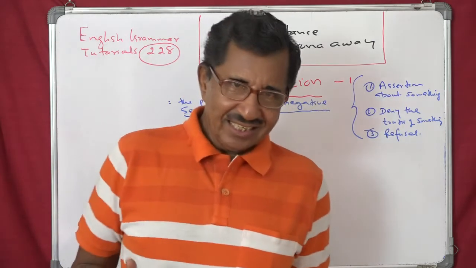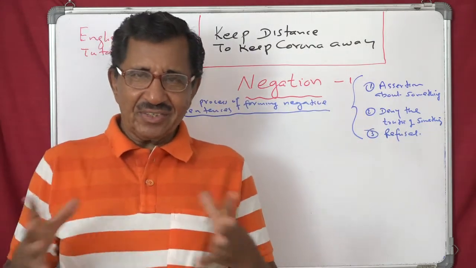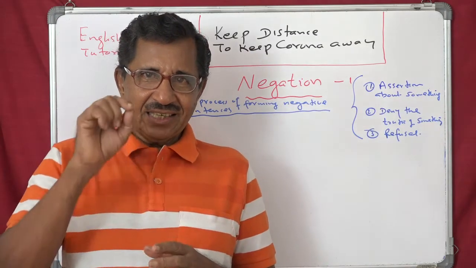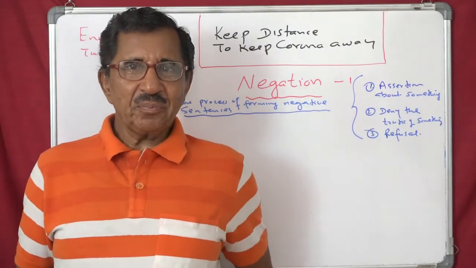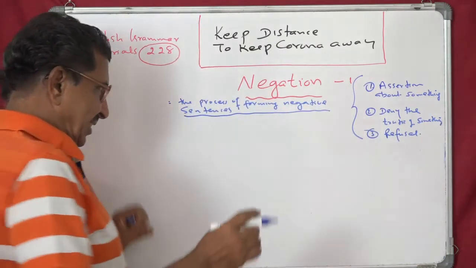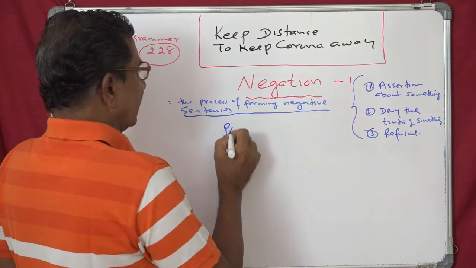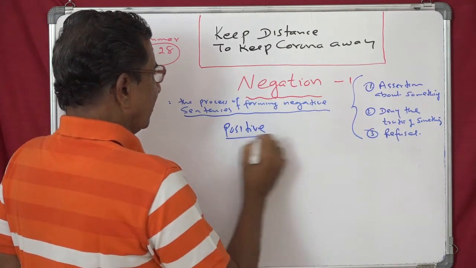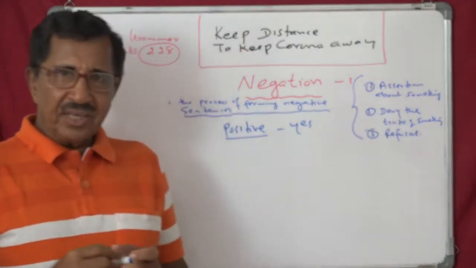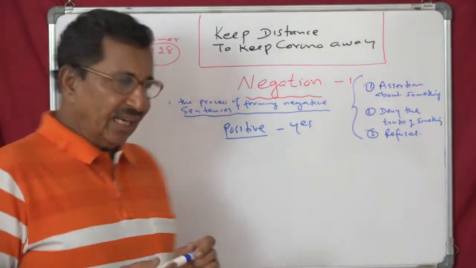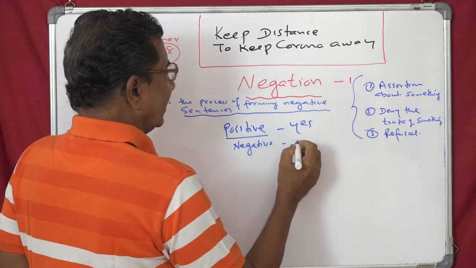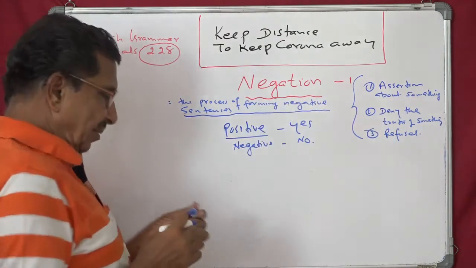Negation is the process of forming negative sentences. Negative sentences are sentences that say no. The opposite of that is a positive sentence, or we can say something that tells you yes. So a positive sentence has the meaning of yes, and the opposite of positive is negative, and that is no. That's the general meaning.